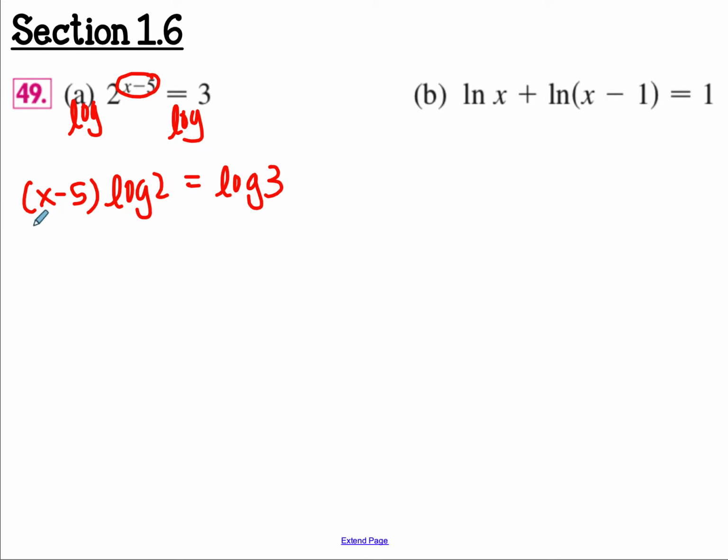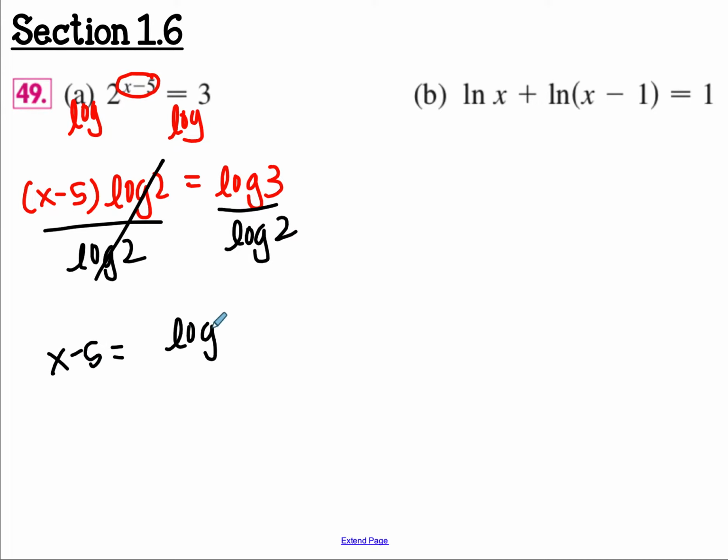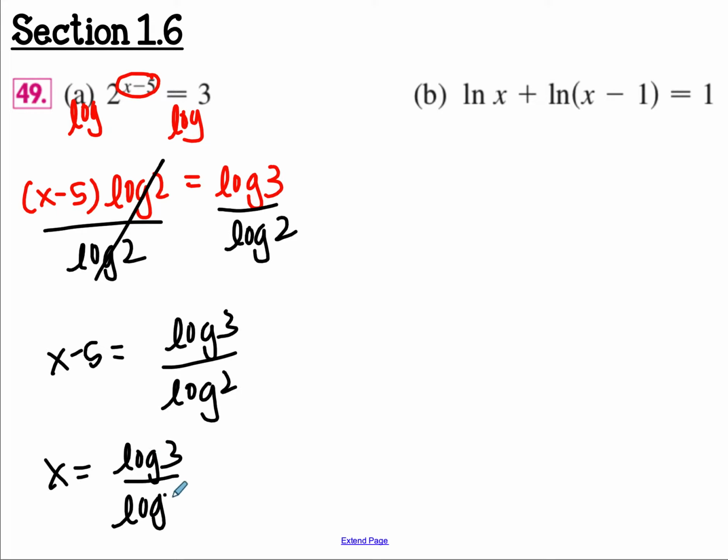And then this is all one piece because it was in the exponent. So I'm going to try and get that by itself. So I divide both sides by log of 2. So I have x minus 5 equals log of 3 all over log of 2. And then I would add 5 to the other side. So x equals log of 3 divided by log of 2 plus 5. And you can type that into your calculator.